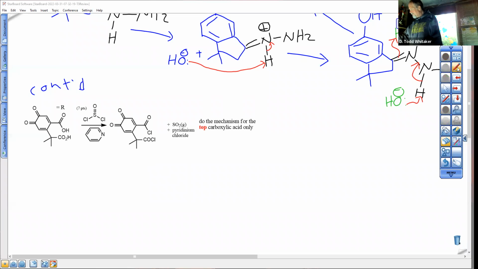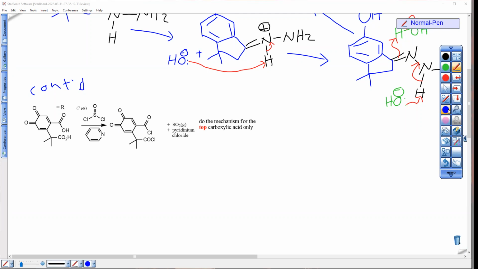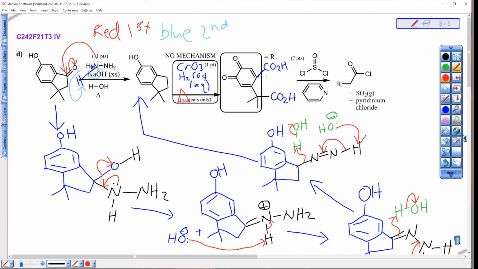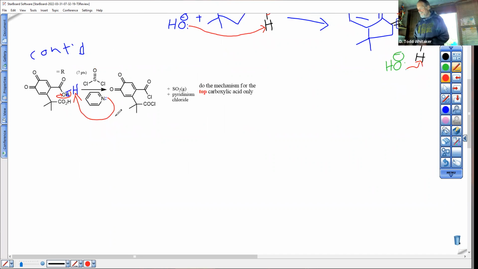So scribbling by H. There we go. Pyridine has a lone pair. Normally we'd have the OH attack the sulfur, but this is a carboxylic acid, so even pyridine can take this H off, even though it couldn't do so with an alcohol. So step one, we still have our red comment at the top, so I don't have to reproduce red first, blue second. Next step, the lone pair on the O attacks the sulfur.